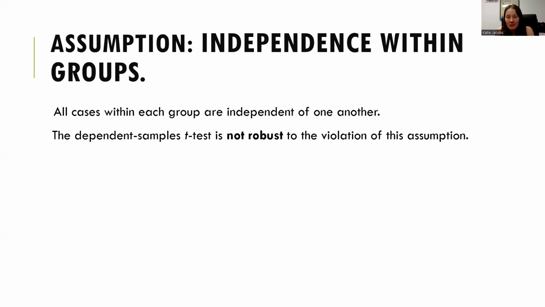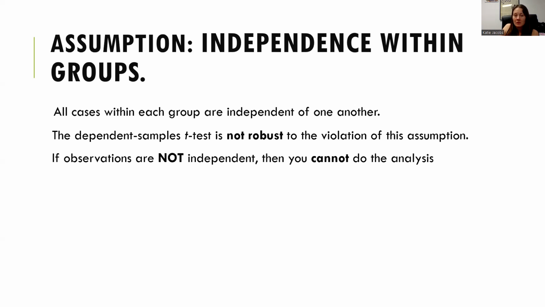Sometimes there'll be things that happen where it comes to our attention that one participant's data is influencing another. But for this, we just assume that we meet it unless we have reason to believe otherwise. However, if we violate this assumption, then it is not robust to violation of the assumption. So that just means that if these observations are not independent within the group, then we cannot do this analysis.